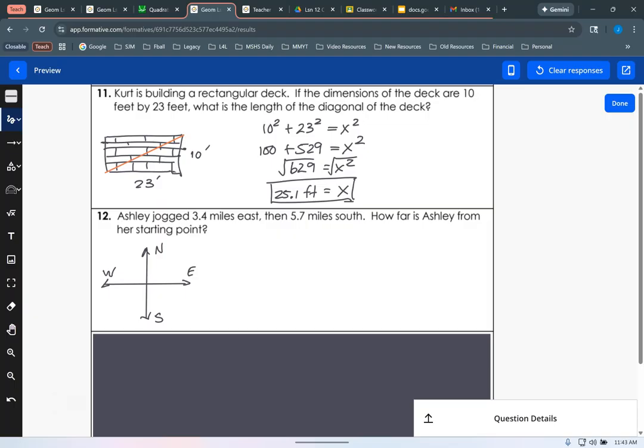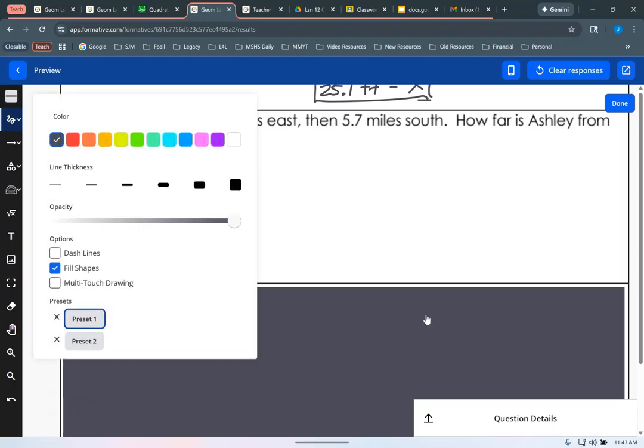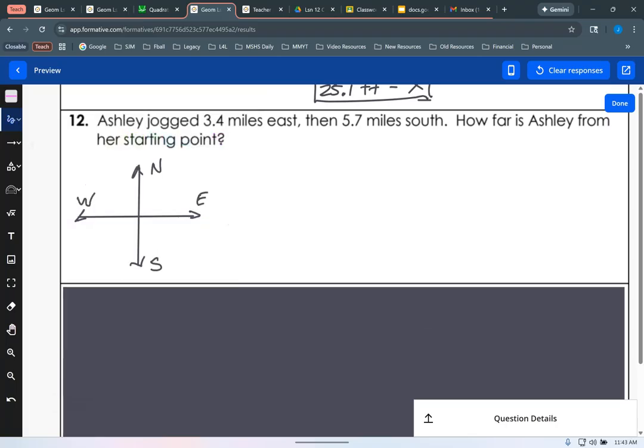Where do you think that Ashley started jogging? I don't even have an X on there. At the origin is where Ashley started jogging. Right, exactly. So we could put Ashley's starting point here at the origin.